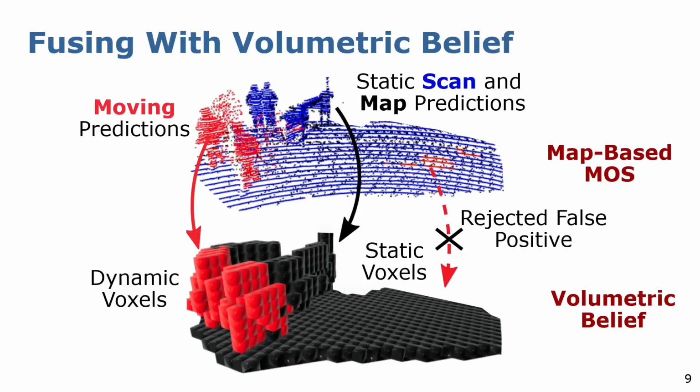We, for each point, index the corresponding voxel, update the state using a binary Bayes filter, and this also allows us to, for example, reject false positives, as you see on the right. So here, our belief about the voxels at the ground is already quite certain due to previous predictions, such that this false prediction on the scan does not really change the belief.